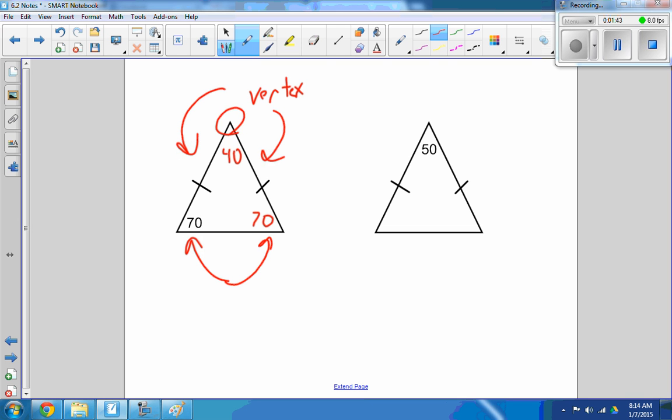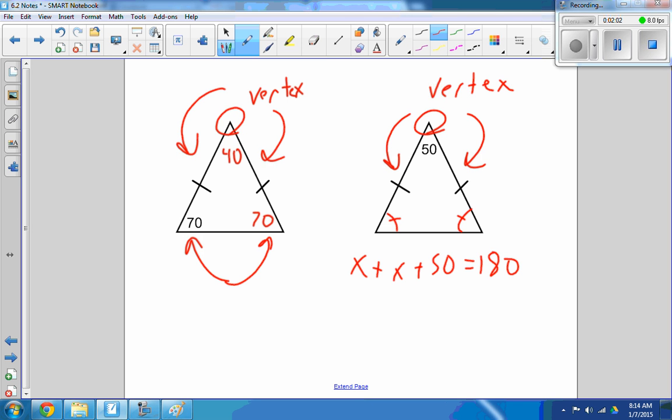Same sort of setup. So we know this is the vertex, again, because it's between the congruent sides. Thus, we know these two have to be congruent. So to solve for those, I'll call them x, x plus 50 is equal to 180. Subtract 50, divide by 2. Each of those angles has to be 65 degrees.